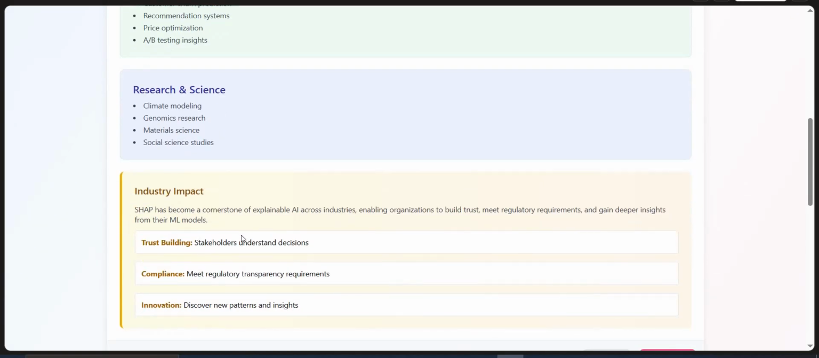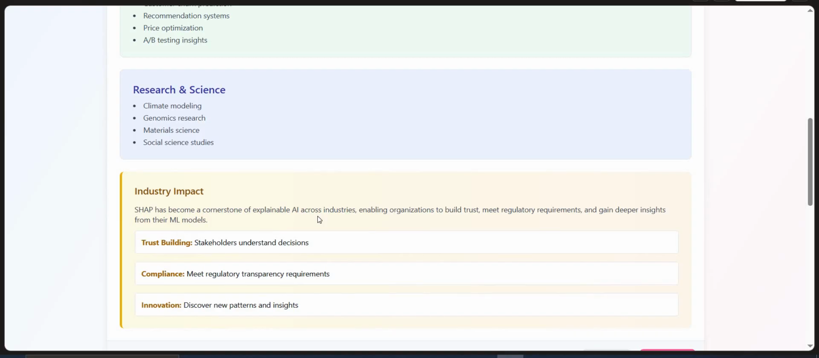And in the bigger picture, SHAP has become a cornerstone for explainable AI, and it helps organizations build trust by making decisions understandable. It helps them meet compliance requirements by showing transparency, and it supports innovation by pointing out patterns and insights that may not have been obvious before.